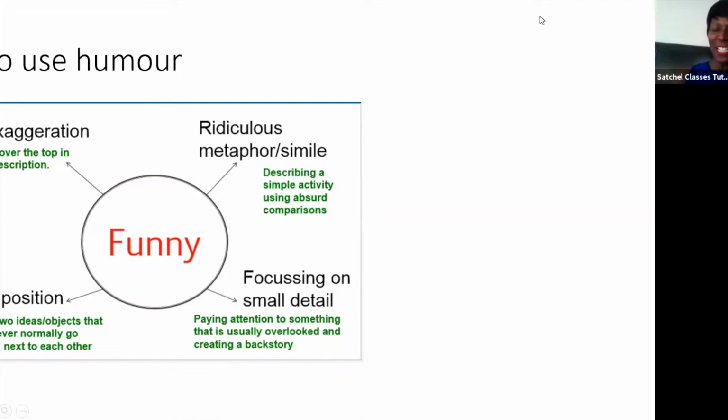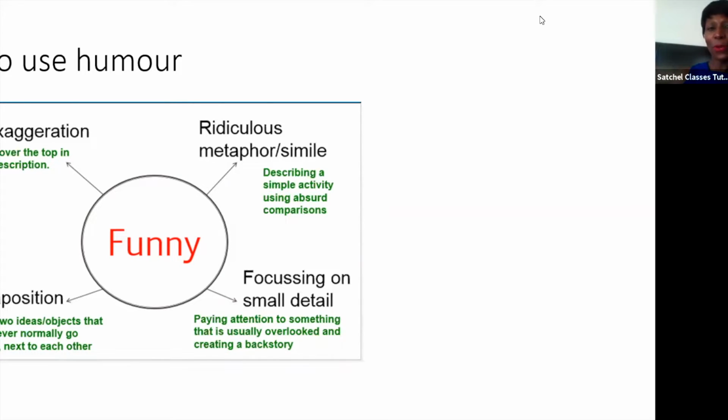Humour also is an important part of appealing to your audience and making things funny, perhaps using exaggeration, using ridiculous metaphors and similes, which, like exaggeration, is kind of going over the top, using contrast to prove a point, or maybe focusing on a small detail with a backstory. So the more you can appeal to their sense of humour, the more they will trust you and the more your opinions will be accepted.